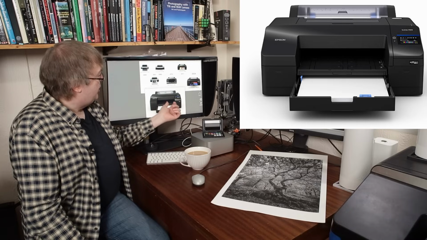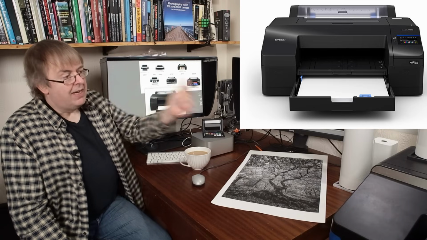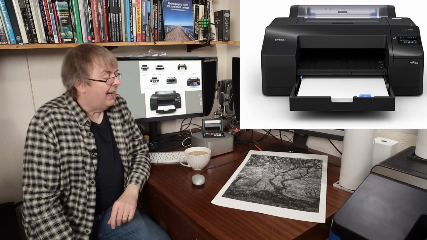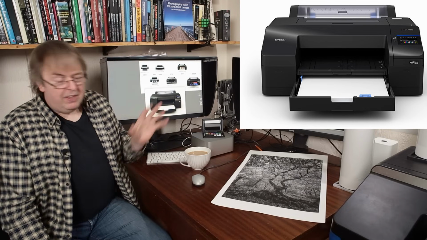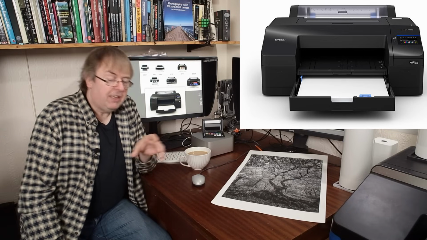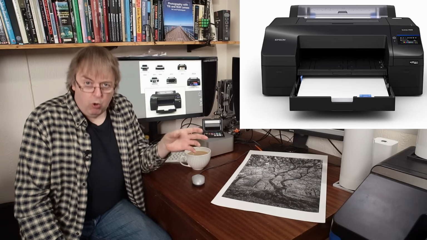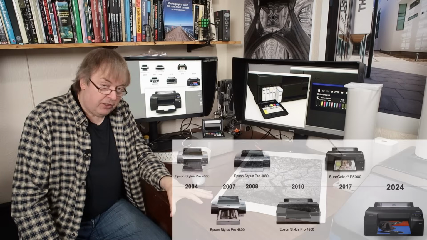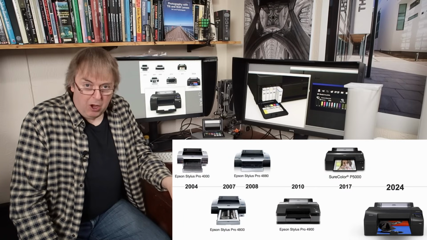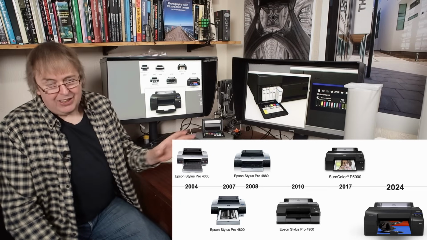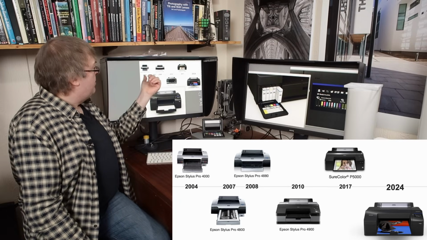Looking at some pictures of the printer, it looks pretty much identical to the P5000 here. There are a few changes in shape. Now, this particular type of printer, 17-inch printer, roll paper, quite a heavy, hefty printer, has been part of Epson's range for 20 years.